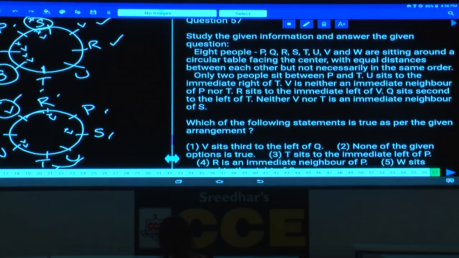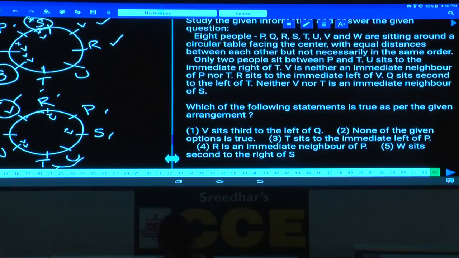Then question number 57. Which of the following statements is true as per the given arrangement? V sits third to the left of Q, tell me whether it is true or false. V is seated third to the left of Q, Q is here. Now where is this V? V is to the immediate left of Q, but not third to the left. This case is completely ruled out, isn't it? Now we are left with only the second case.